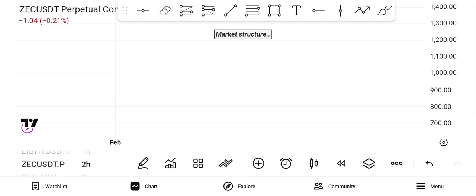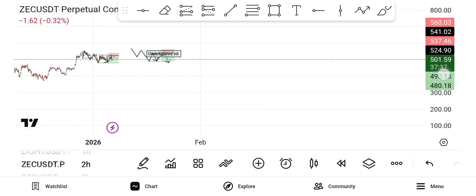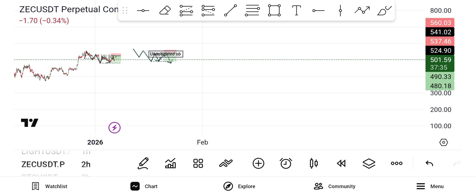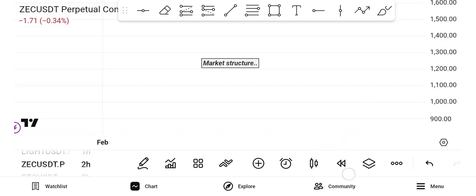In this video, we're going to be talking about market structure. Market structure is very important for you to master when you are learning the basics of technical analysis. We use market structure to identify what the market is currently doing. If a market is on an uptrend, we want to use market structure to identify that. If a market is on a downtrend as well, we also want to use market structure to identify what the market is currently doing.